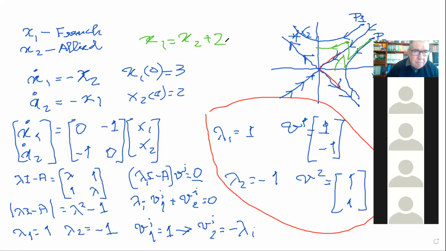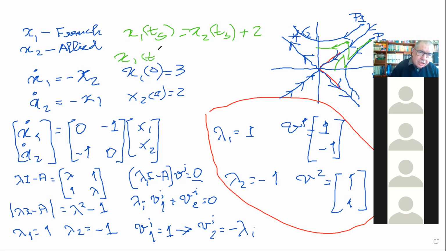Okay, so let me be more precise. x1 of some TS, the switching time, you can also call it TB, Blucher time, is equal to x2 of TS plus 2. Okay? Now, in general, what is the expression for x, the vector x?